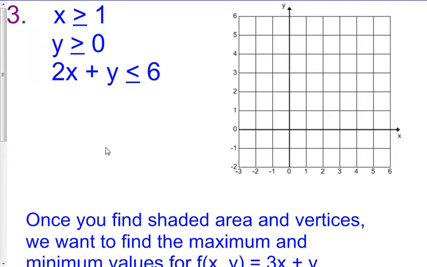In this lesson, we're going to continue to graph linear inequalities, but now we're also going to be completing a table to find the minimum and maximum values for those graphs. You'll notice in number 3 that we have 3 different inequalities. So I'm going to graph each one separately.